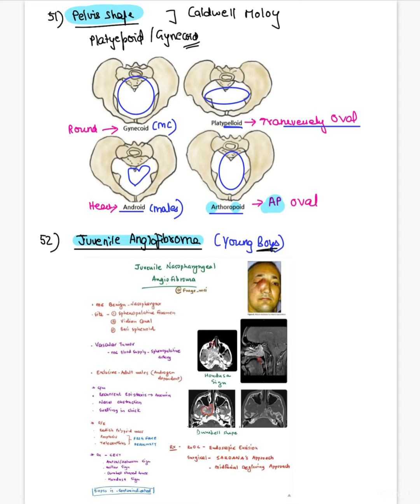Around less than 10 to 12 years. Most common site is the nasopharynx. Also it may be seen in the sphenopalatine foramen. This is a vascular tumor, and here the most common blood supply is the sphenopalatine artery. Since this is seen in boys and adult males, this is an androgen dependent tumor, and here you will have features of nasal obstruction, swelling in the cheeks, and recurrent epistaxis.